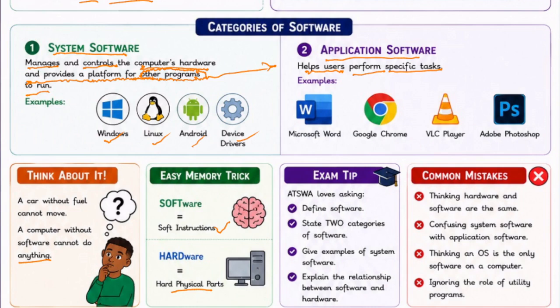Questions that can come out from this slide are: What is software? Define software. State two categories of software. Give examples of system software. Explain the relationship between software and hardware. I believe you should be able to do that from the slide. So let's move on to the next one.